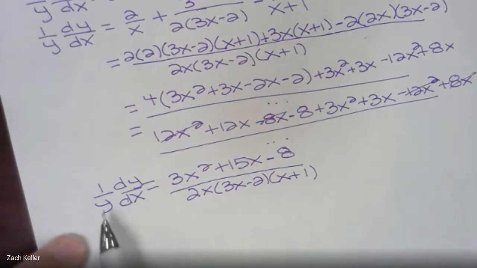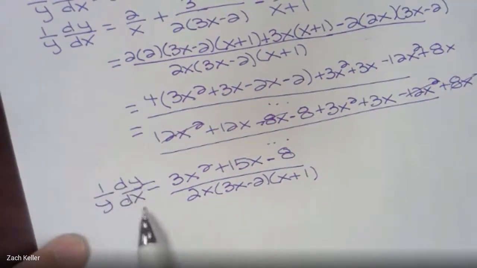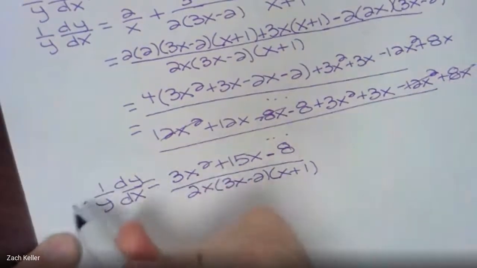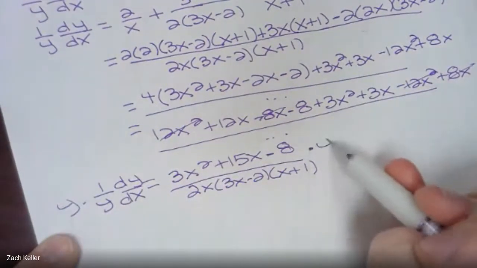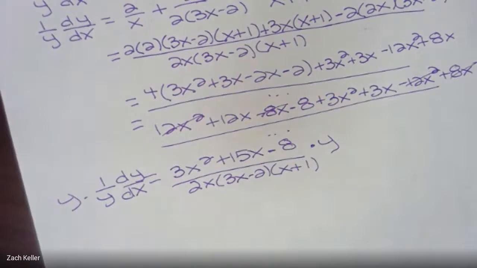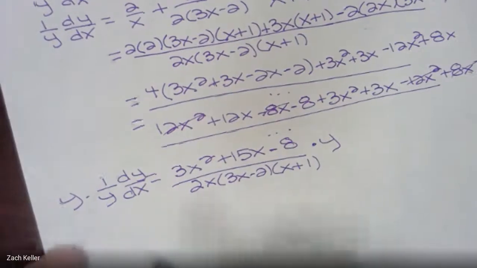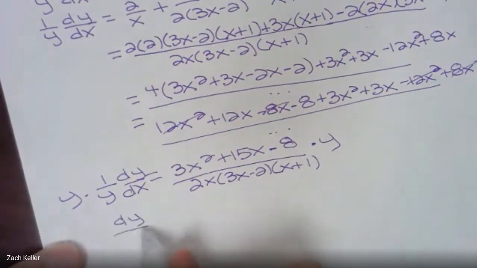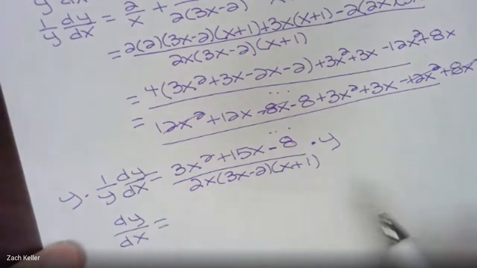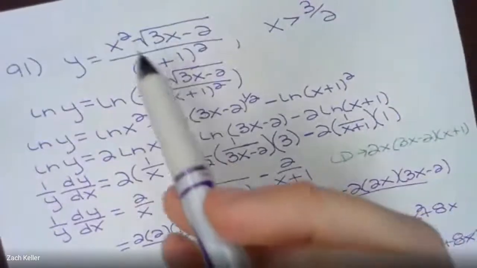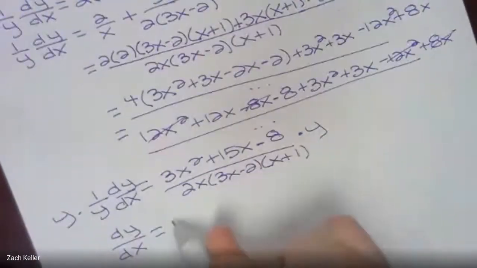Okay, so now I want to get dy over dx alone. I want to solve for that. So I'm going to multiply both sides by y. This is kind of the last step in all logarithmic differentiation. So dy over dx, I finally have it solved for what I want. And when you multiply by y, you just take the original y value and plug it in. So I usually just plug it in front.